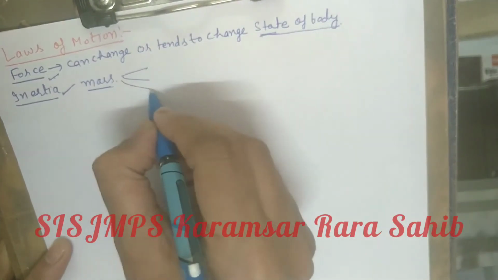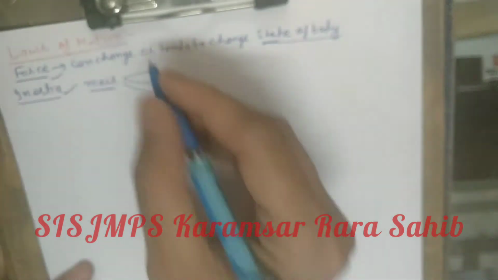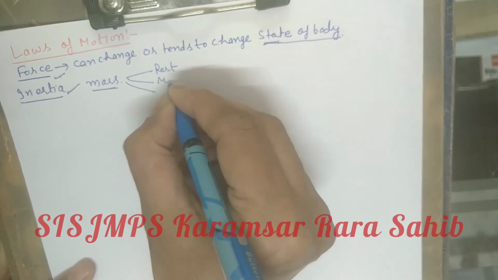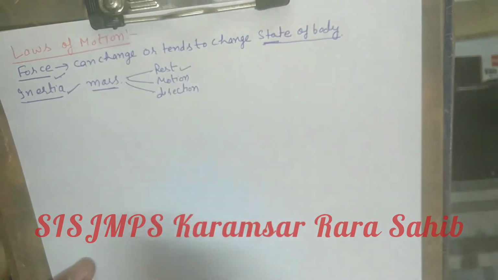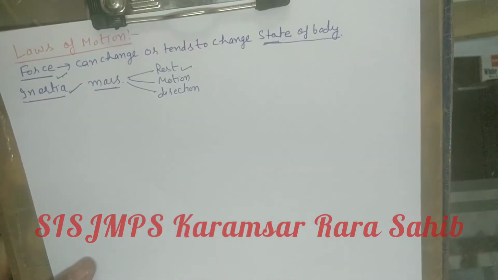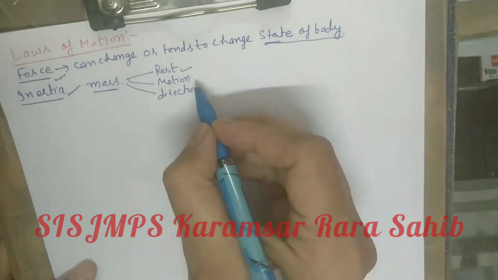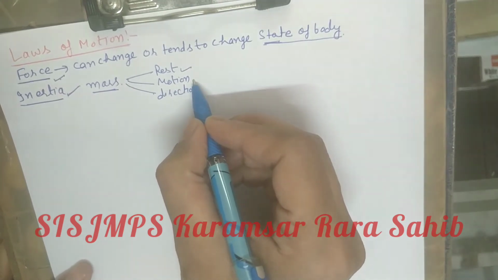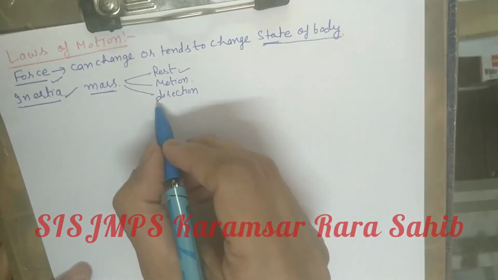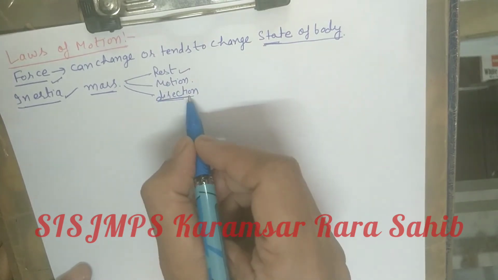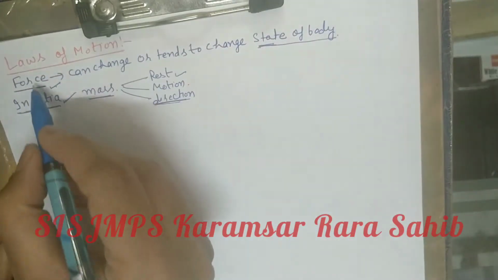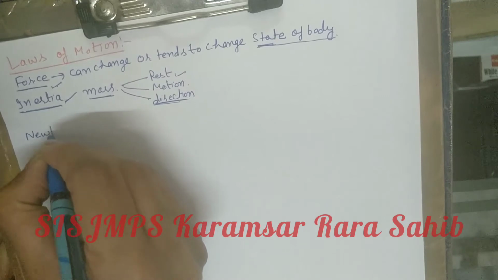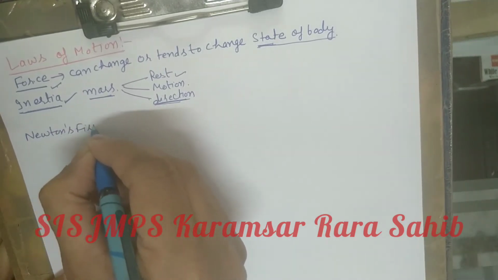This inertia can be described in three forms: inertia of rest, inertia of motion, and inertia of direction. When the body is at rest, it keeps on resting until an external force is applied to change the state. When it is moving, it keeps on moving until an external force is applied to change the state. So we need an external force to change the direction of the body, that is due to the inertia of the body.